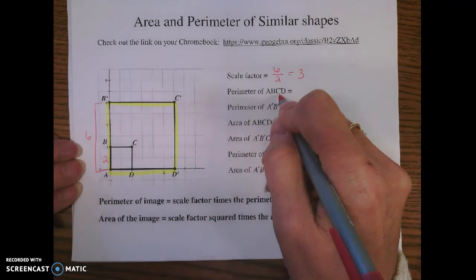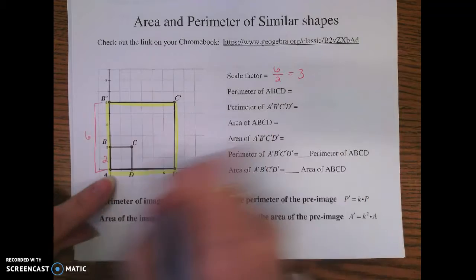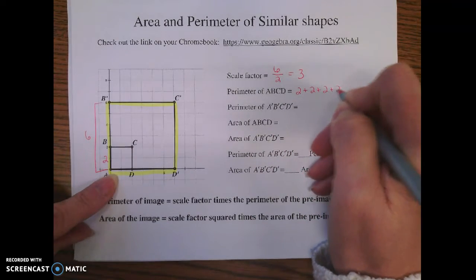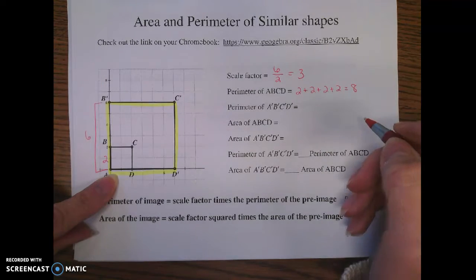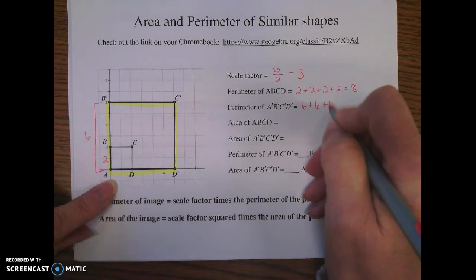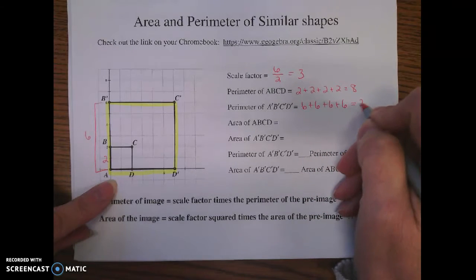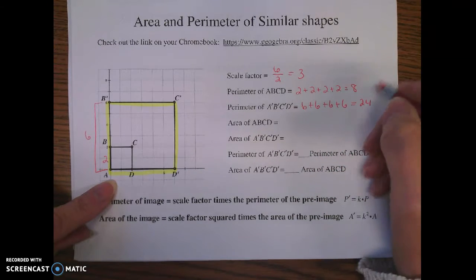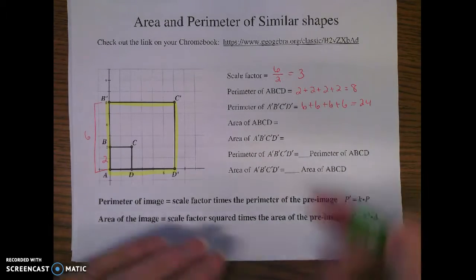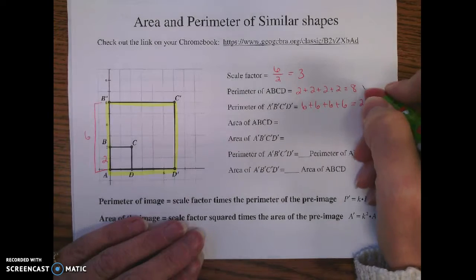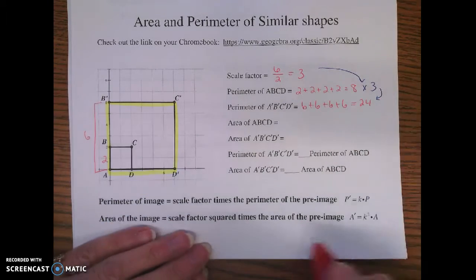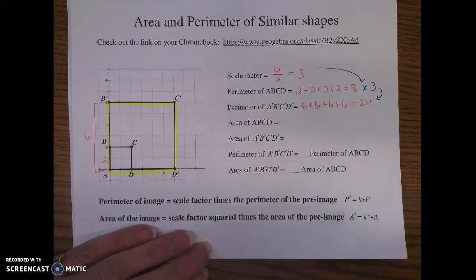If we found the perimeter of our pre-image, each side is 2, so it's 2 plus 2 plus 2 plus 2. The perimeter is 8. If you found the perimeter of the image, 6 plus 6 plus 6 plus 6 is 24. Notice, if you take the perimeter of your pre-image and multiply that by your scale factor, it is going to equal the perimeter of the image.